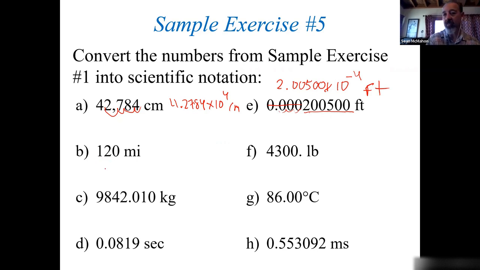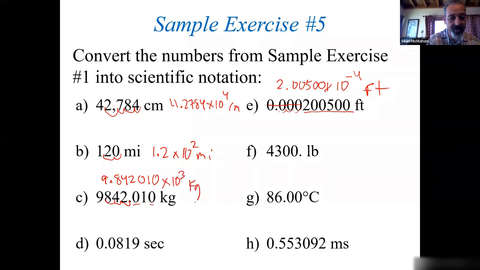We go over here. B. Oh, I'm supposed to go down. Sorry. We go B right here on exercise 5. And I'm going over 1, 2. This is an easy one. 1.2 times 10 to the 2 miles. And that's because it's bigger. So over here, why did I do this? It's because this stuff comes up. I pick numbers that come up. 1, 2, 3. So it's 9.842010. Why am I counting? Captive, trailing with a decimal, times 10 to the 3 kilograms.